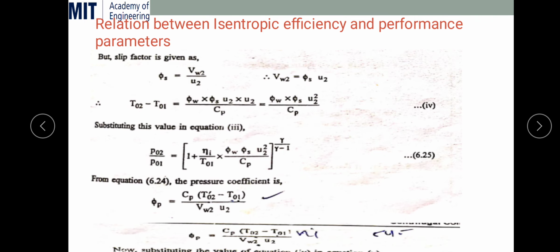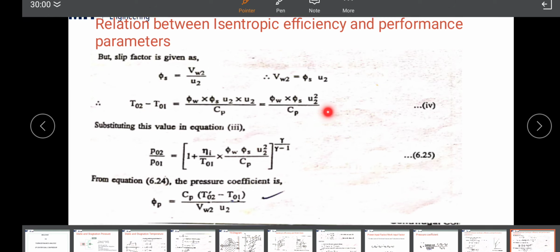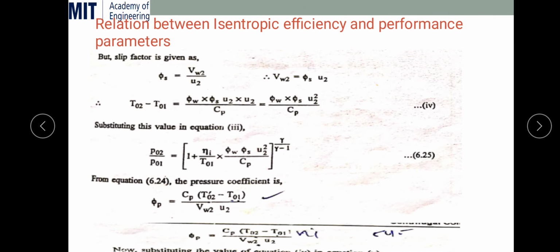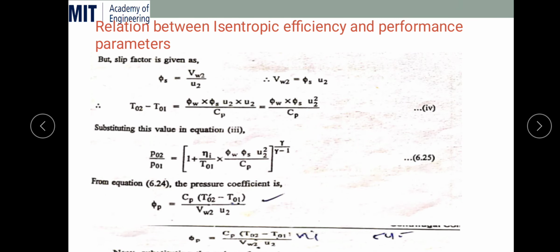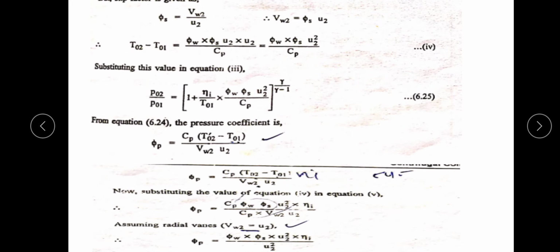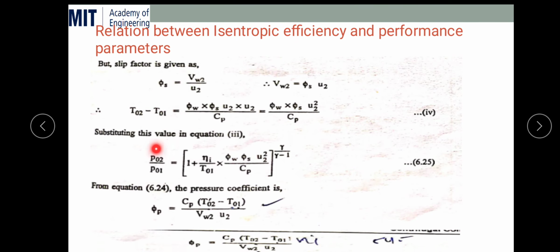See, this much part is only for solving the numericals sometimes, but there is no need to take these steps over here. After finding out this T02 minus T01 from equation number 4, directly we can define the pressure coefficient and put this value of T02 minus T01 in this equation. This T02 dash minus T01 you have to put in terms of isentropic efficiency, and this T02 minus T01 temperature difference you have to put from this equation. So this is an extra step over here. Okay, don't be confused, there is no need to take these steps again.